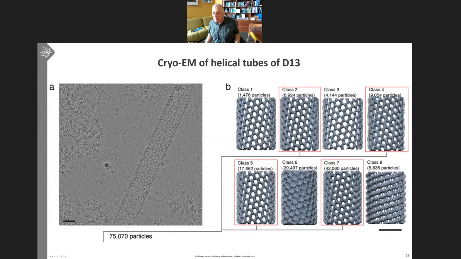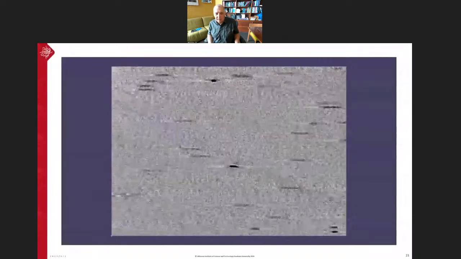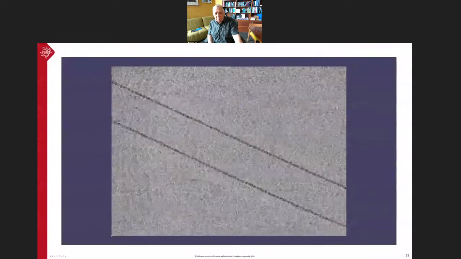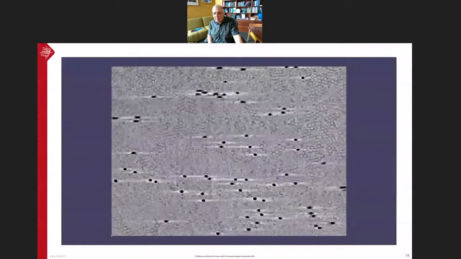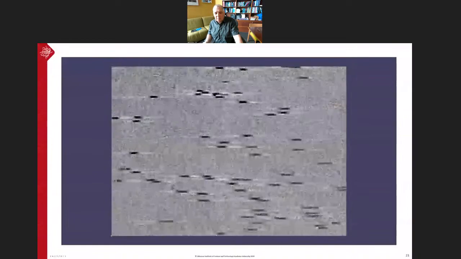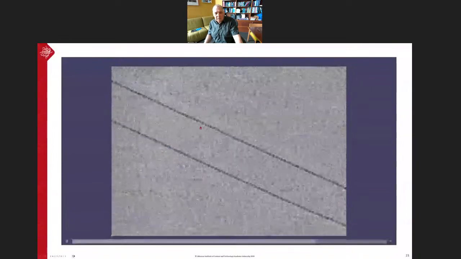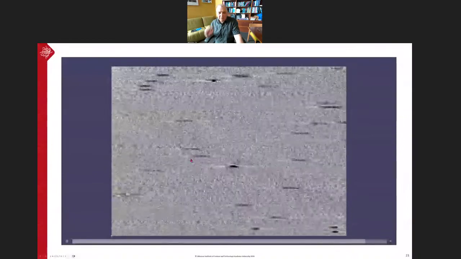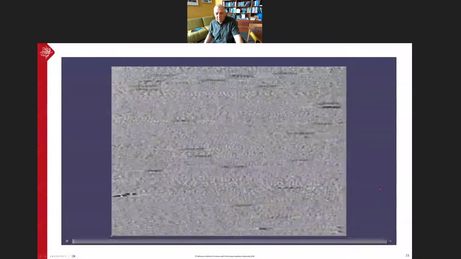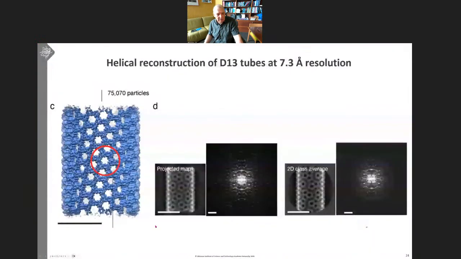Yeah, so for completeness, here is the structure of the tubular array. So we used helical processing for this, and there were several different diameters, and it was a bit tricky to get the right helical symmetry, but ultimately we got it. And so here's a tomographic reconstruction of these tubes. There also has a nice honeycomb-shaped pattern. So it zooms, goes through the tomographic series. And then here's the reconstruction. It went to 7.3 angstroms resolution.